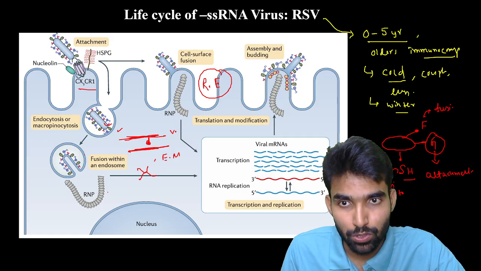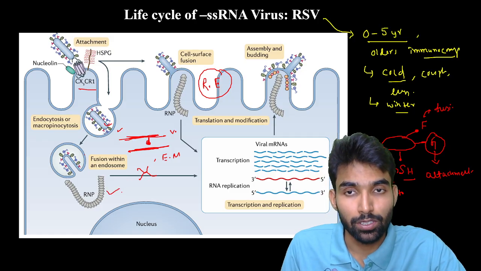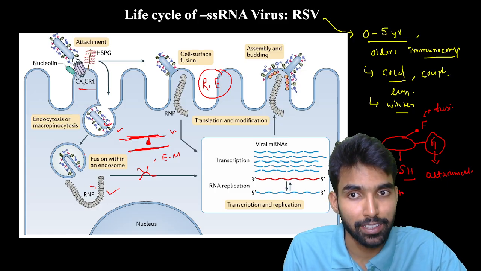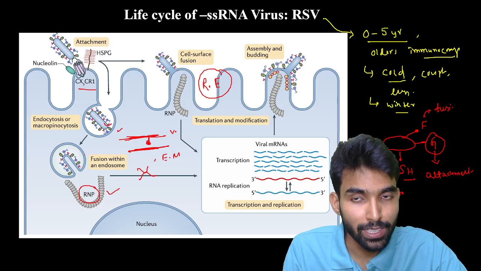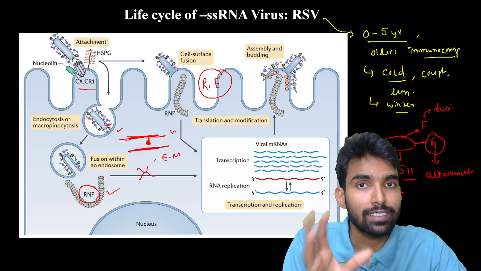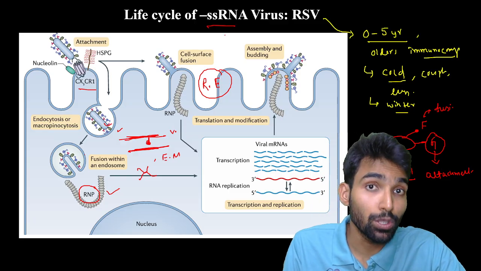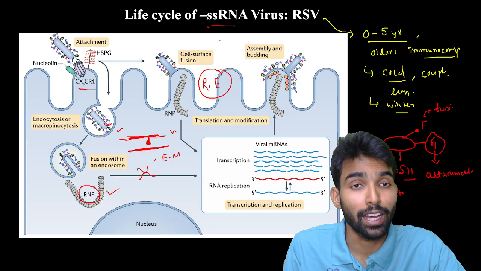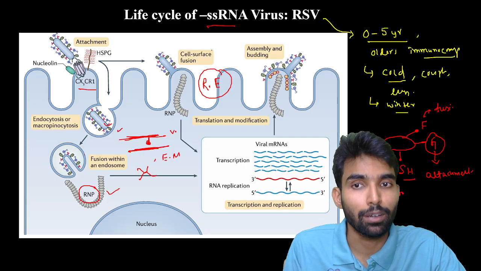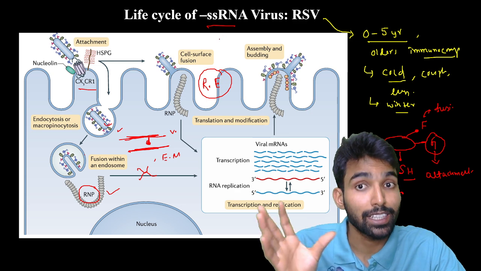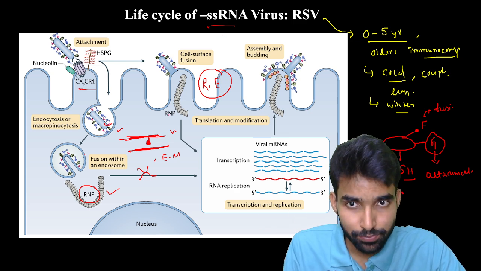As soon as it's fused, the genomic material will be released in the cytosol, right? The genomic material is the RNP, that means the ribonucleoprotein along with the negative sense single stranded RNA. Remember, RSV belongs to the Pneumoviridae family and it's a single stranded virus having the negative sense single strand, right?